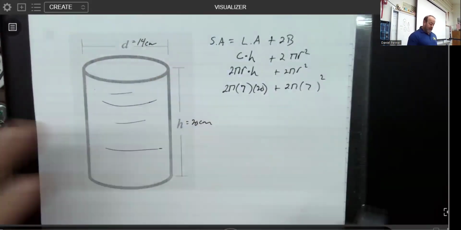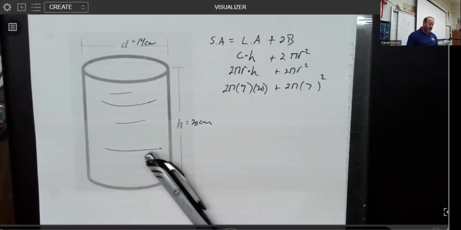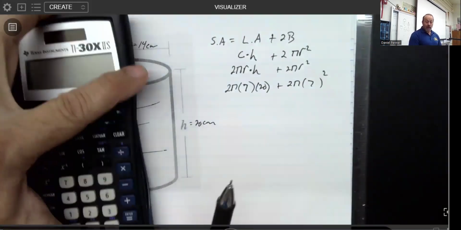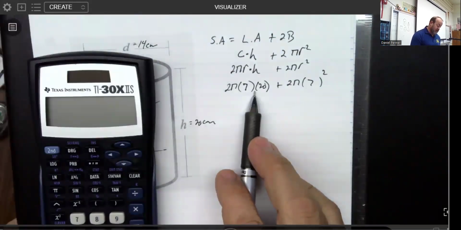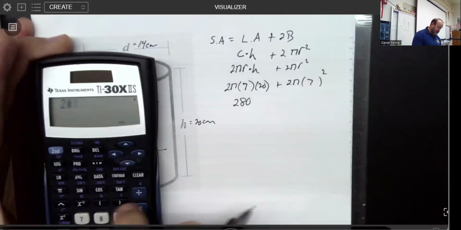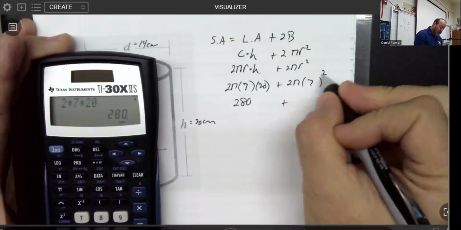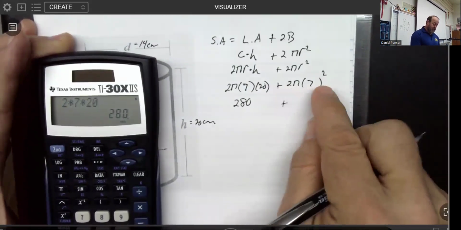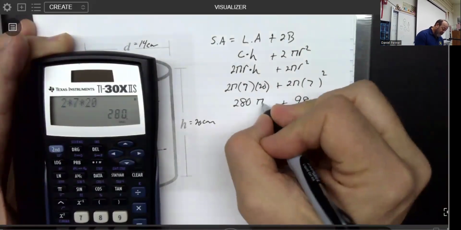Now, personally, what I like to do is go ahead and leave the pi's out of the story. I just go ahead and leave that out. And of course, we don't really need a calculator to do that because 20 times 2 is 40 and 40 times 7 is 280. But if you have trouble with that, it's not a big deal. 2 times 7 times 20. And then over here, we've got 7 squared is 49. And remember, we do exponents before we multiply in order of operations. So 49 times 2 is 98. And of course, both of these have the pi's.